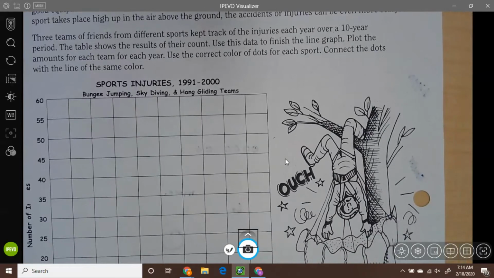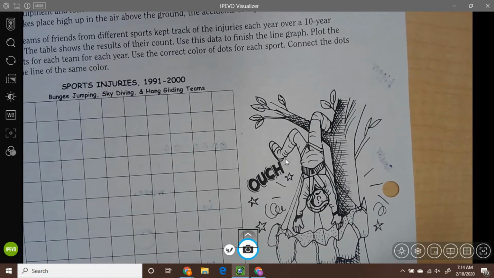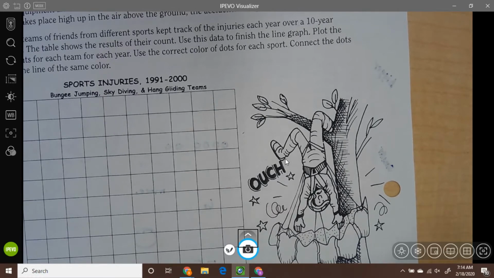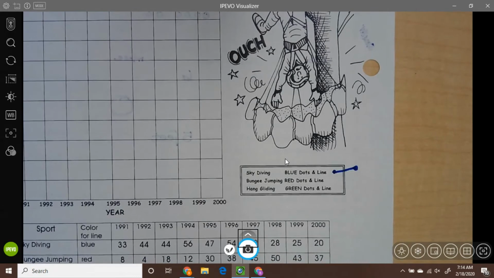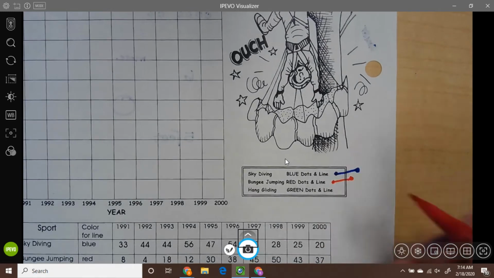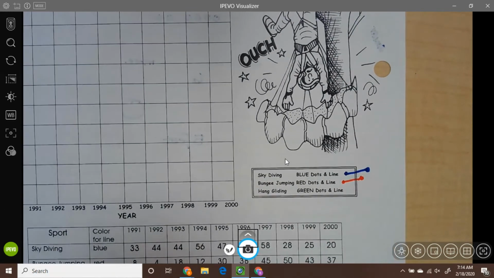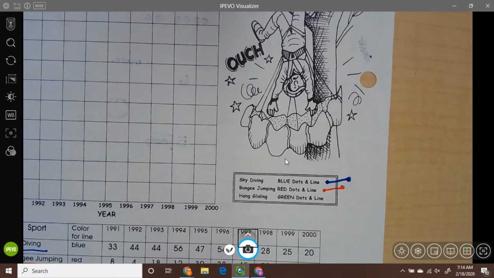So right here it says skydiving. You're going to use blue dots and a line. So for the data, you're going to put a dot, and then you're going to connect them with a line. Okay. Whereas bungee jumping, you're going to use red dots and a line. And then hang gliding, it says you're going to use green dots and a line.